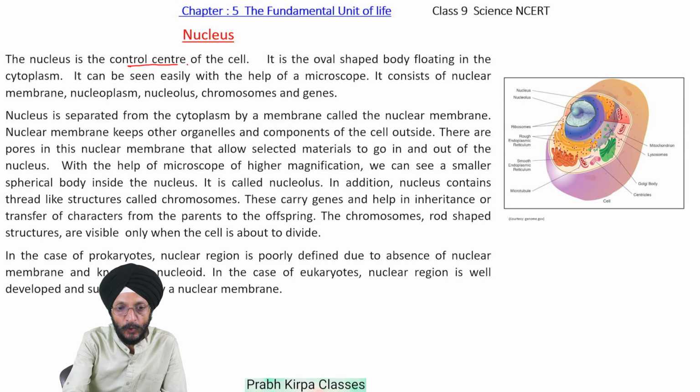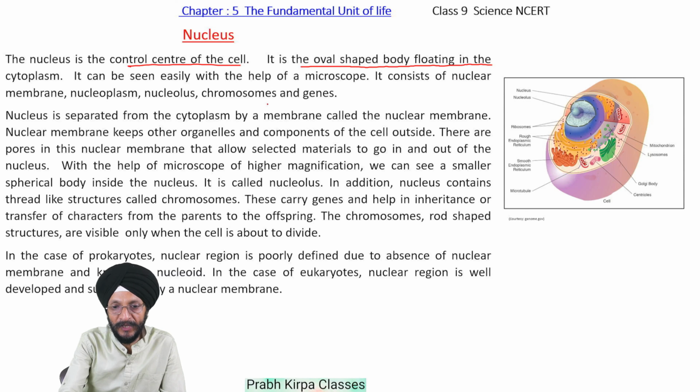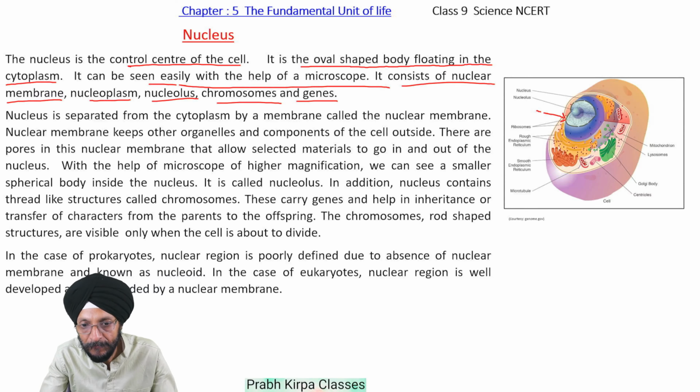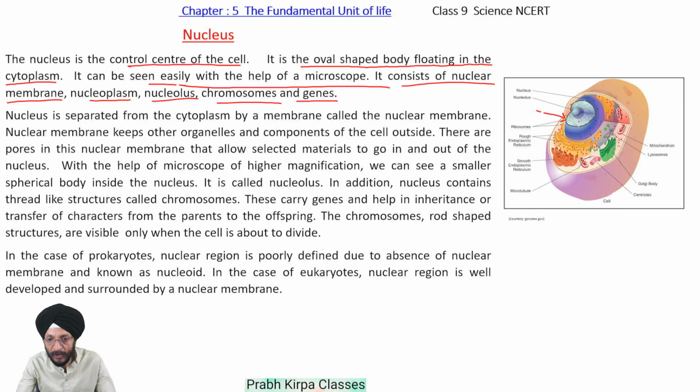Nucleus is the control center of the cell. It is an oval shaped body. This is the nucleus, floating in the cytoplasm. It can be seen easily with the help of a microscope. It consists of nuclear membrane, nucleoplasm, nucleolus, chromosomes, genes. You can see here the nucleolus, this round shaped body.